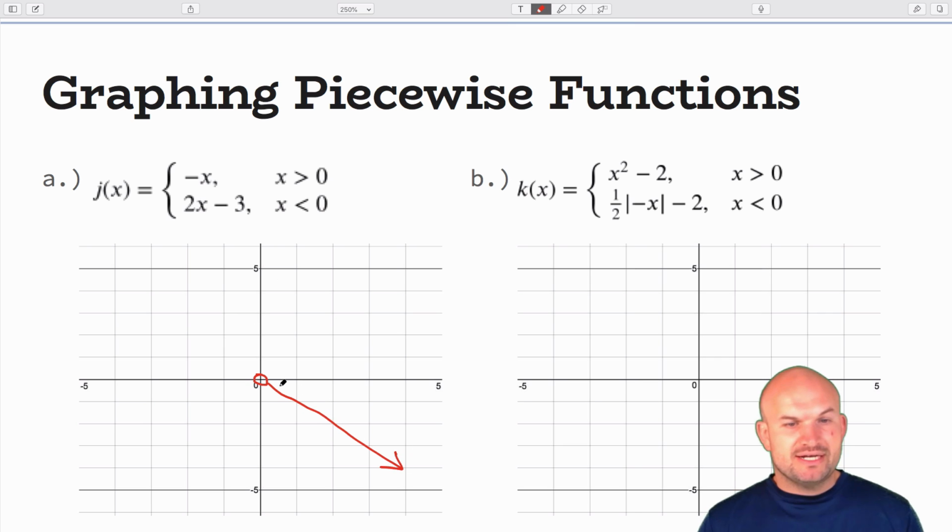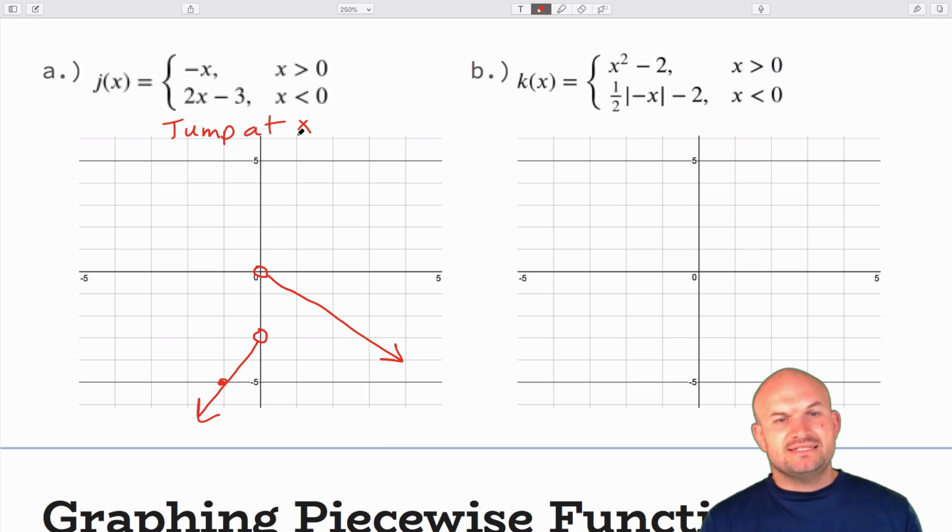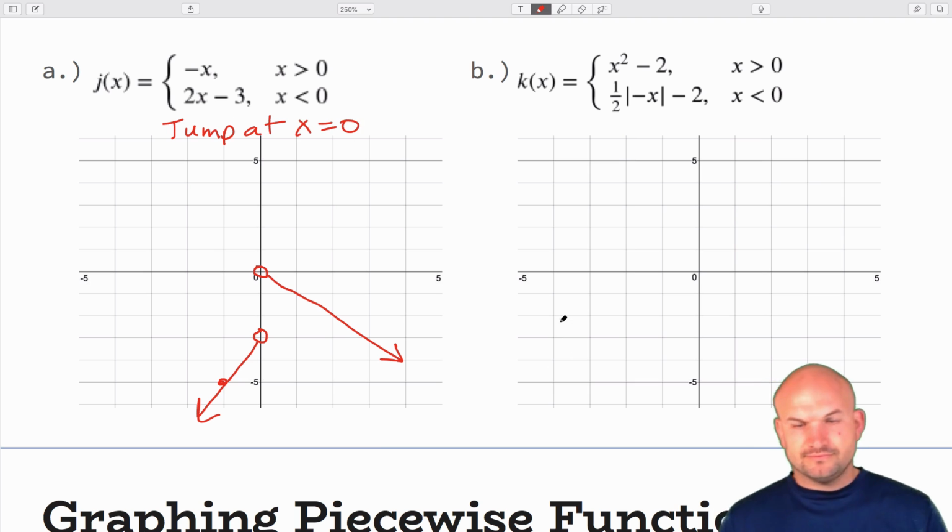And then we have 2x minus 3. That's going to be for x is less than 0. So I'm going to go down to negative 3: 1, 2, 3. That's going to again be an open circle, and that'd be a positive slope, going over 1. So let's see, the graph would look something like this. Okay, and we can say there is a jump at x is equal to 0.